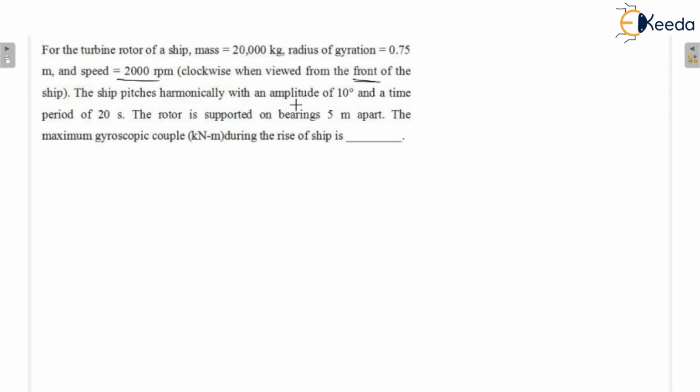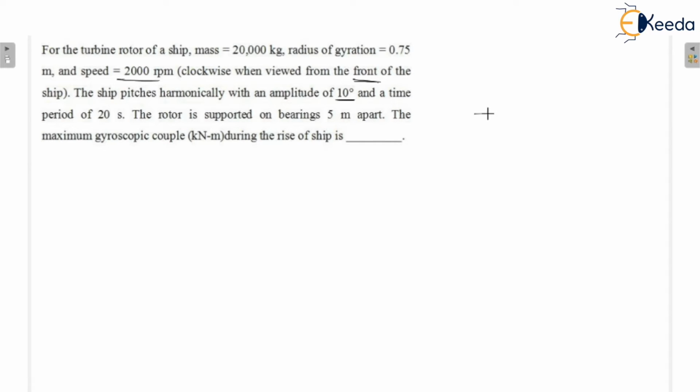The ship pitches harmonically with an amplitude of 10 degree and a time period of 20 seconds. Now this is an amplitude. Okay, amplitude is directly given as 10 degree. So a time period of 20 seconds, the rotor is supported on the bearings 5 meter apart. The maximum gyroscopic couple during the rise of the ship. Okay, during the rise of the ship we have to calculate.